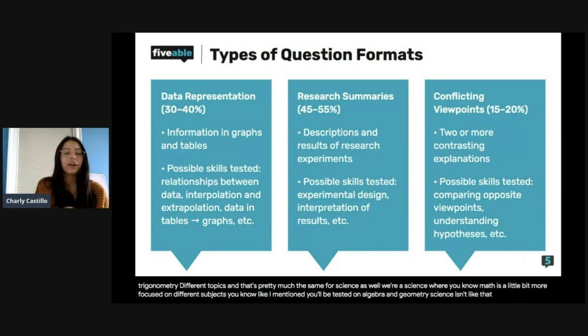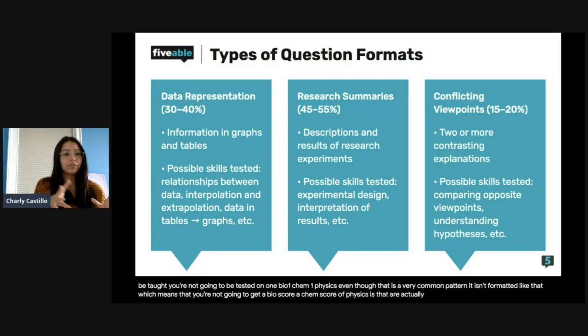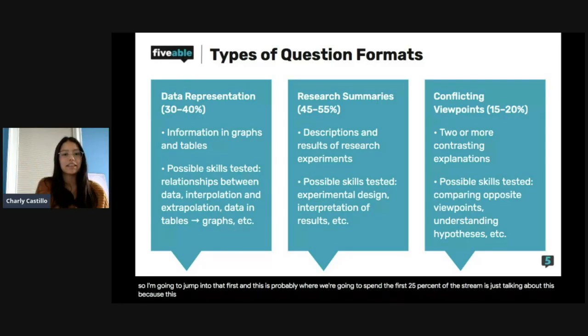Science isn't like that. You're not going to be tested on one bio, one chem, one physics, even though that is a very common pattern. It isn't formatted like that, which means that you're not going to get a bio score, a chem score, a physics score, an earth science score. You're going to get scores that are actually by different topics and different concepts. So I'm going to jump into that first. And this is probably where we're going to spend the first 25% of the stream, just talking about this, because this is something that a lot of people don't know. And this isn't something I even knew until I took my first ACT.